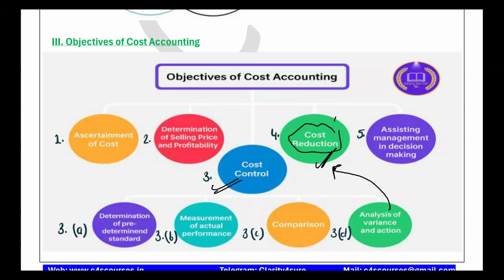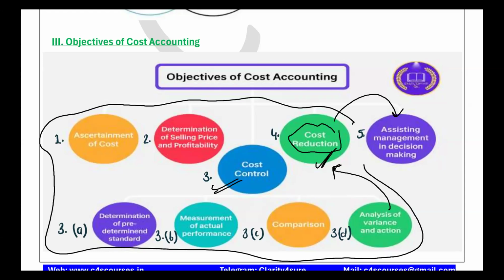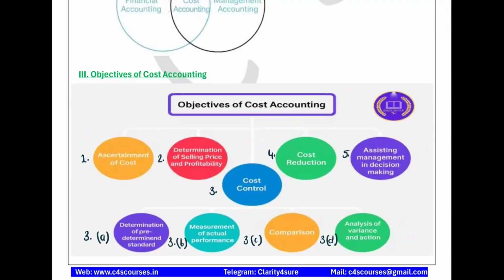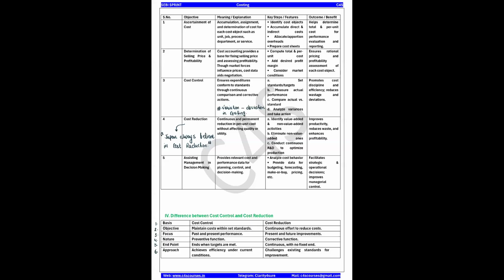Now the fifth and final point is assisting management in decision making. After seeing all this, they will present this cost accounting data to management accounting, and it will help management accounting in assisting decision making. So I hope it is clear what the objective of cost accounting is, right? It is pretty much clear to everyone.